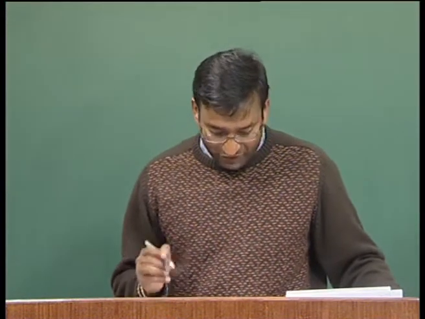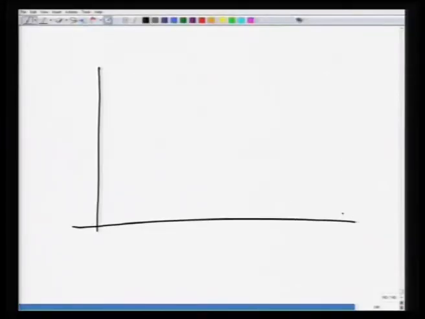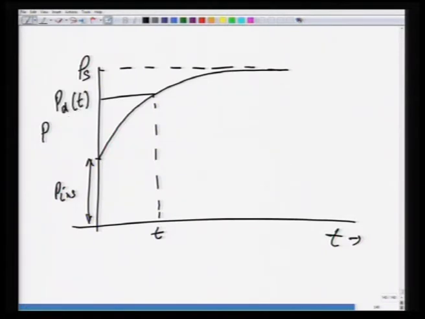Now we need to solve this equation. Before we do that, let us just plot this. If we plot P versus t, this is your instantaneous polarization, P instantaneous, which is the sum of ionic and electronic, and then you have this variation of Pd(t). And this Ps is the saturation polarization, where polarization cannot increase beyond this value after all the dipoles have aligned themselves.